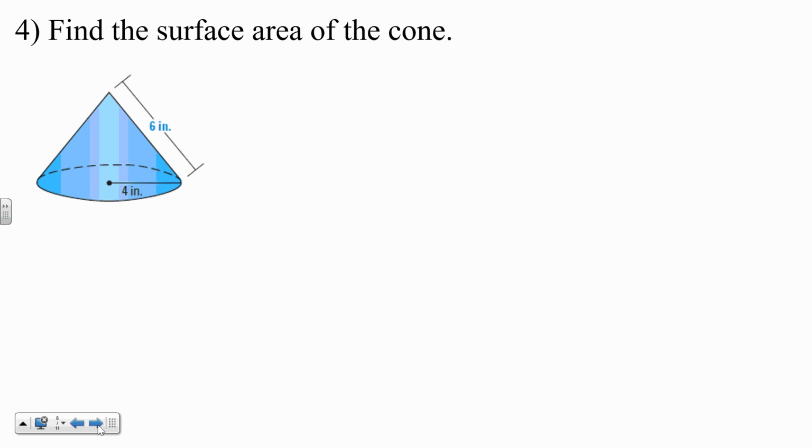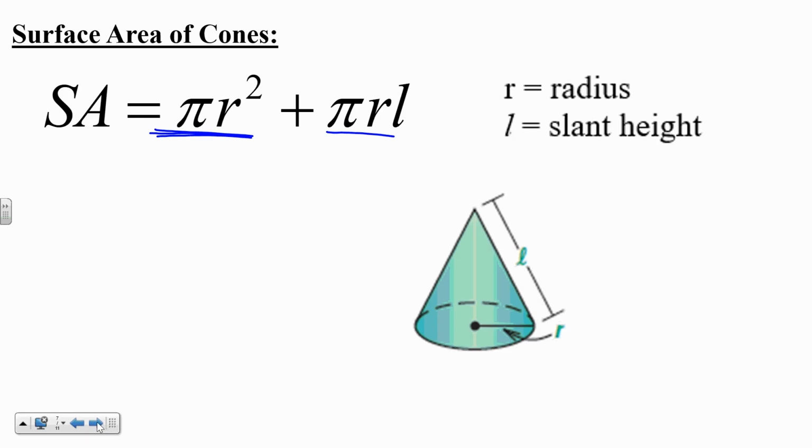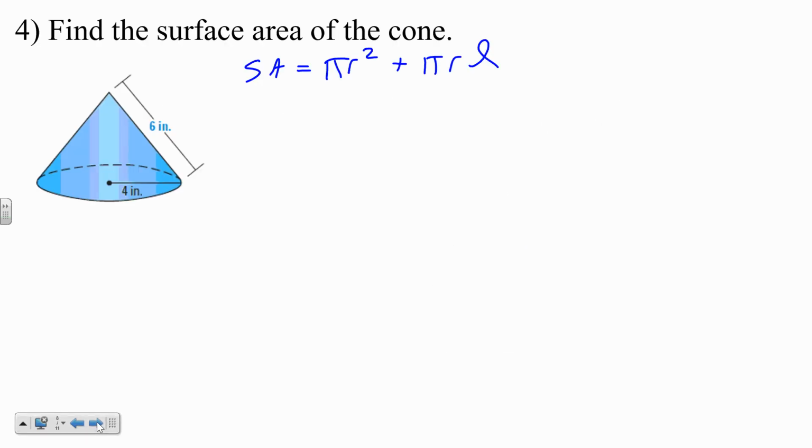So we have pi r squared plus pi r L. Double check. So the only thing we need is the r and the slant height. Again, they give us the slant height, so that makes this one nice. So we have pi times 4 squared plus pi times 4 times 6.